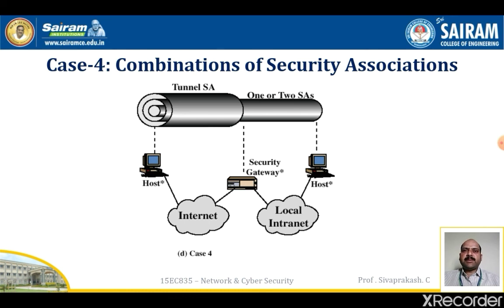This provides support for a remote host that uses the internet to reach an organization's firewall and then to gain access to some server or workstation behind the firewall. Only tunnel mode is required between the remote host and the firewall. As in case 1, one or two SAs may be used between the remote host and the local host.